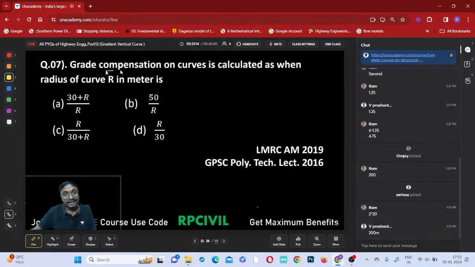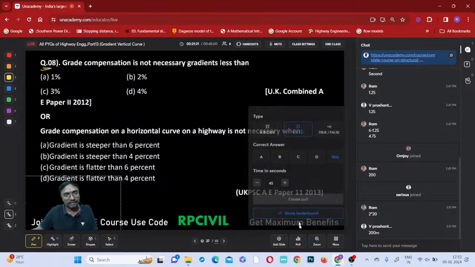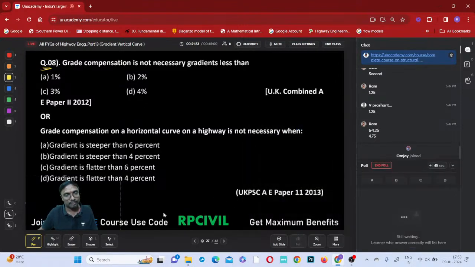Grade compensation on the curves is calculated when the radius of the curve is in meters. What is the grade compensation you can say? Either it is 30 plus R by R or 75 by R, but which formula is given? 30 plus R by R is only given. So you have to select according to that formula only, right? Now select your answer. Both the questions are the same only.